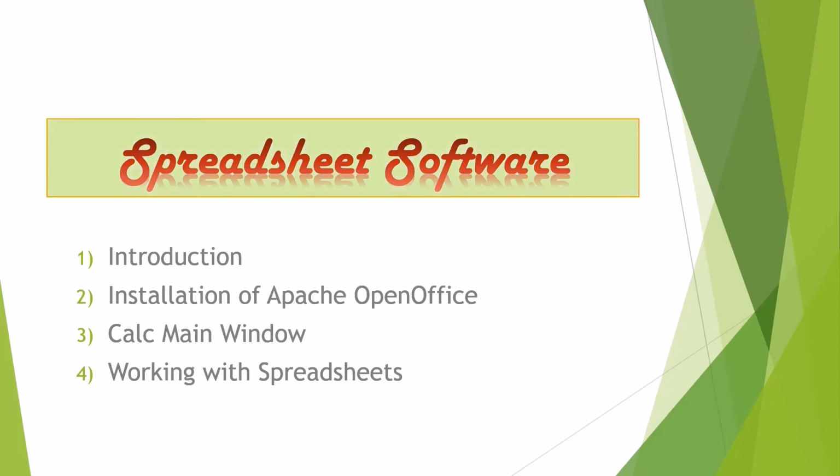As we have covered the first part, word processing software, in our previous video, today we will be starting part 2, spreadsheet software. Also, as this part is a bit longer than the other two parts, part 1 and part 3, we will be studying spreadsheet software in subdivisions. So today we will be studying the topics Introduction, Installation of Apache OpenOffice and Calc main window, and working with spreadsheets. So let's start.